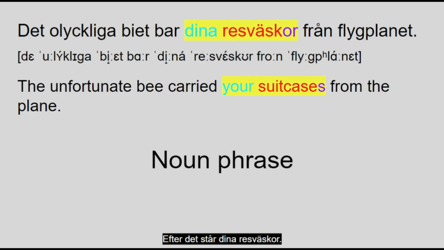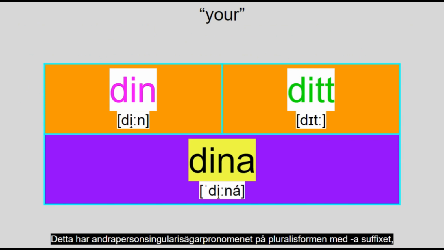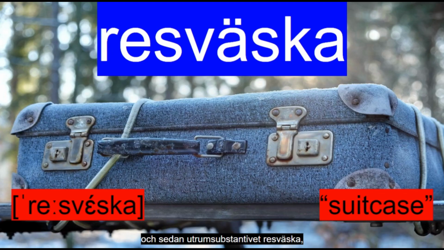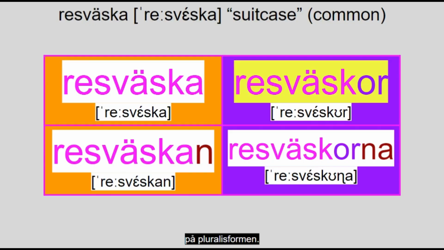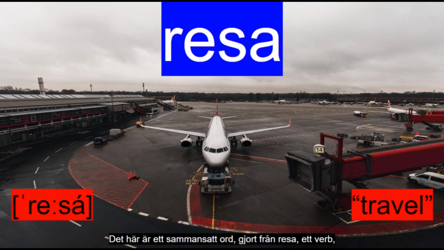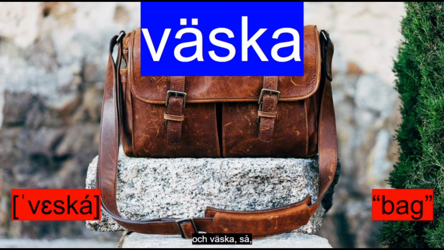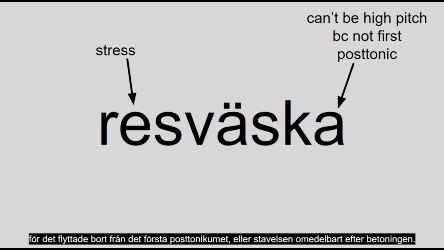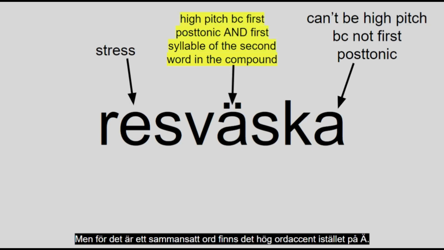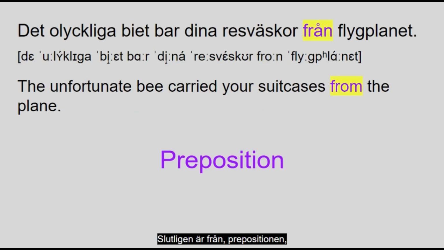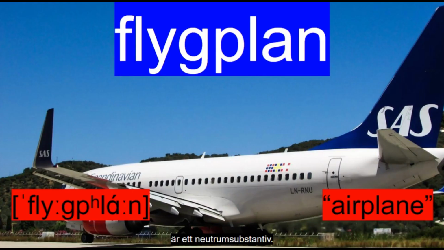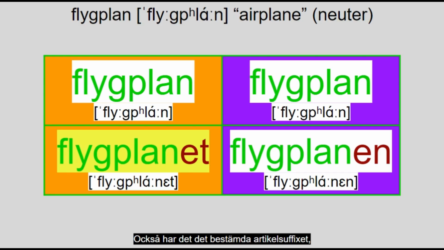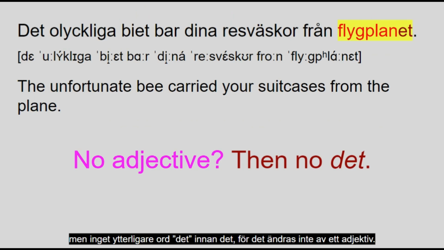Following that is dina resväskor. It has the second person singular possessive pronoun in plural form with the a suffix, and then the common noun resväska, meaning suitcase, in plural form. This is a compound word formed from resa, meaning travel, and väska, meaning bag, so travel bag. By the way, the high pitch from the last syllable in väska didn't survive into the compound word because it moved off the first post-tonic, or the syllable immediately after the stress. However, because it's a compound word, there's high pitch on the e instead. Finally, från is the preposition meaning from, and flygplan is a neuter noun that means plane. It also has the definite article suffix, but no extra word det before it since it's not being modified by an adjective.